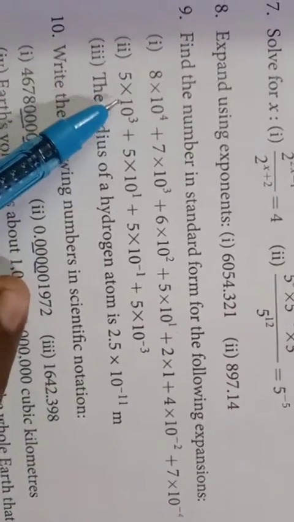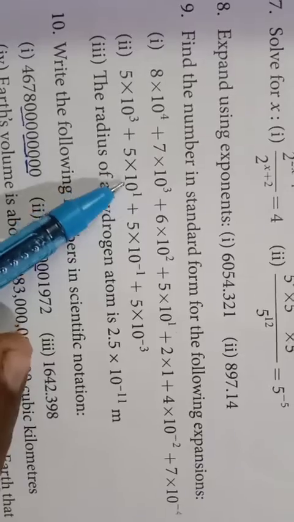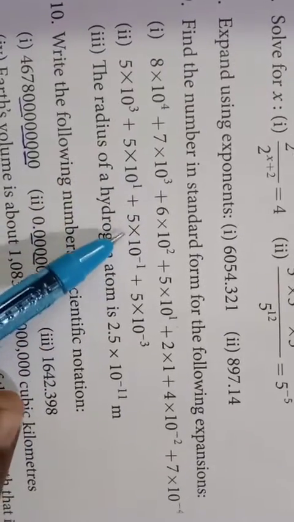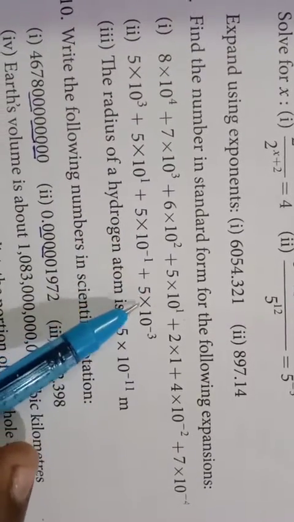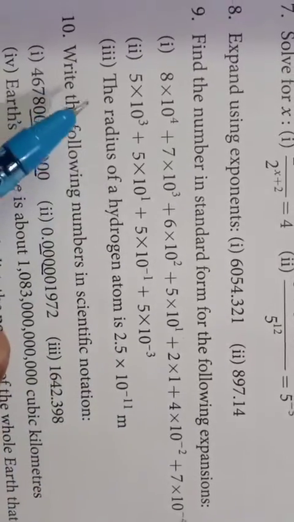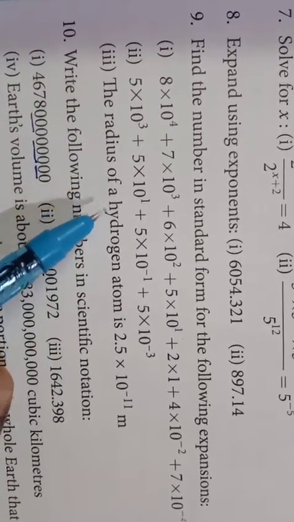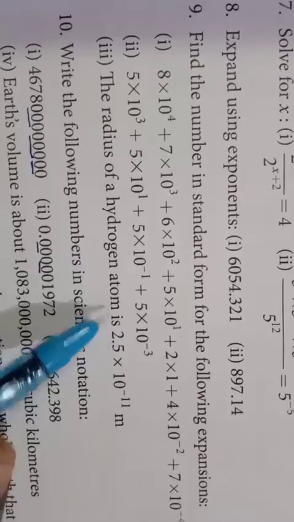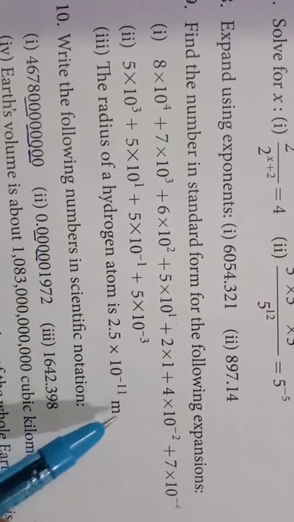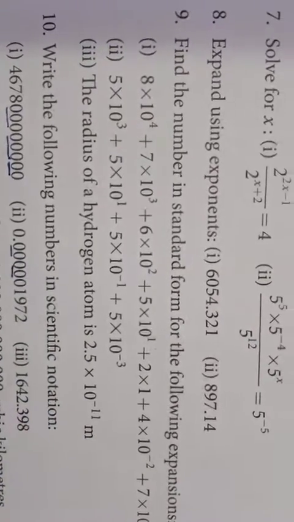The second problem: 5 into 10 cube plus 5 into 10 power 1 plus 5 into 10 power minus 1 plus 5 into 10 power minus 3. Third problem: the radius of a hydrogen atom is 2.5 into 10 power minus 1 meter.